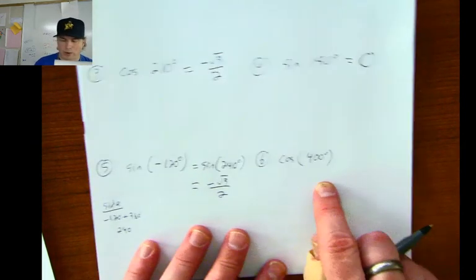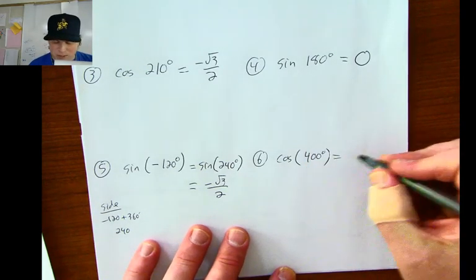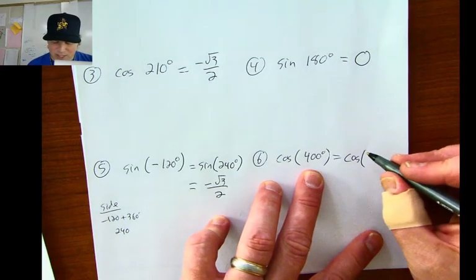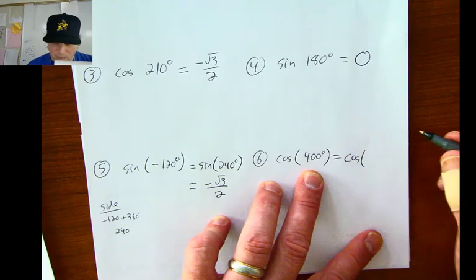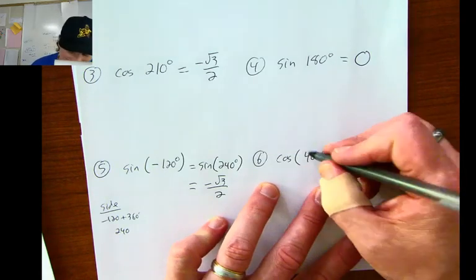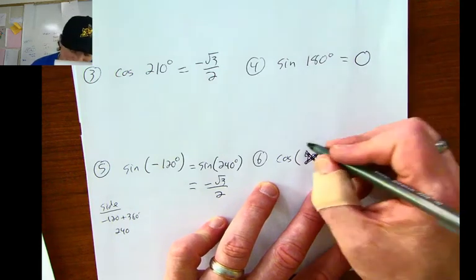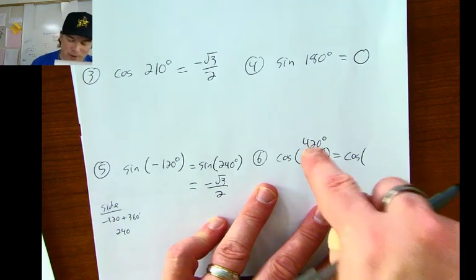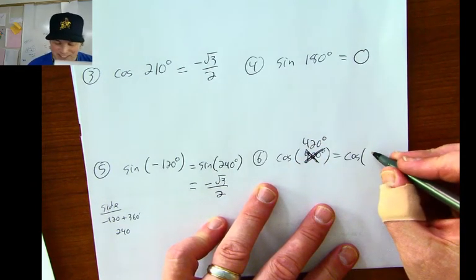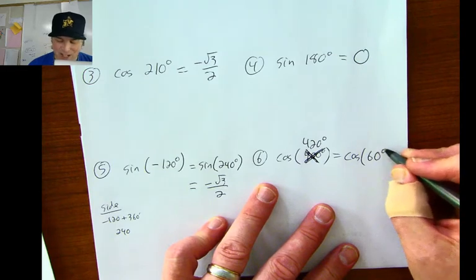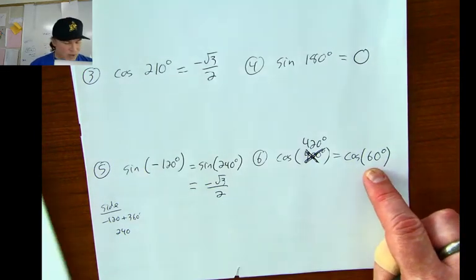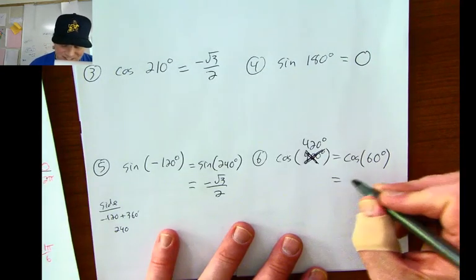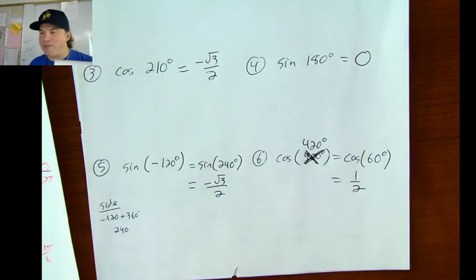Last one, cosine of 400 degrees. That is not within my unit circle, so I look for a coterminal angle, 360 degrees subtracted from 400. This problem's not going to work out. I need to change this. Let's change this to 420 degrees. If I look for a coterminal of 420 degrees, subtract 360 from that, you'd get 60 degrees. So I go to 60 degrees on the unit circle, and I look for the x coordinate. That means cosine of 60 degrees is equal to 1/2.